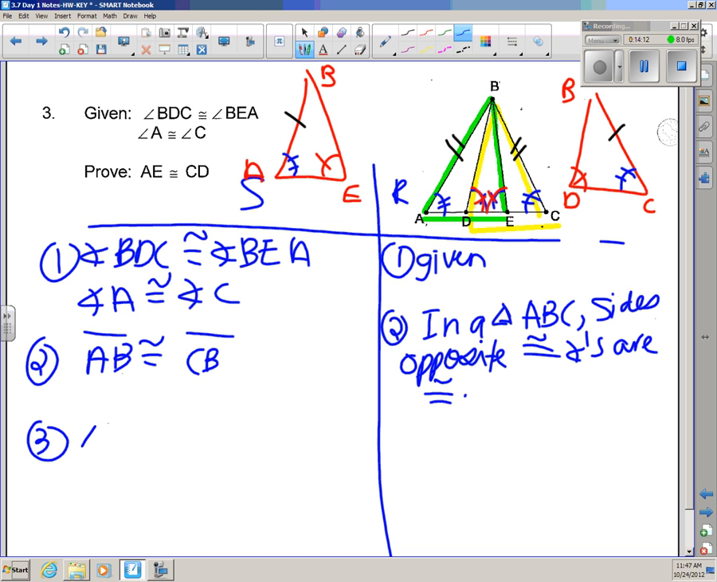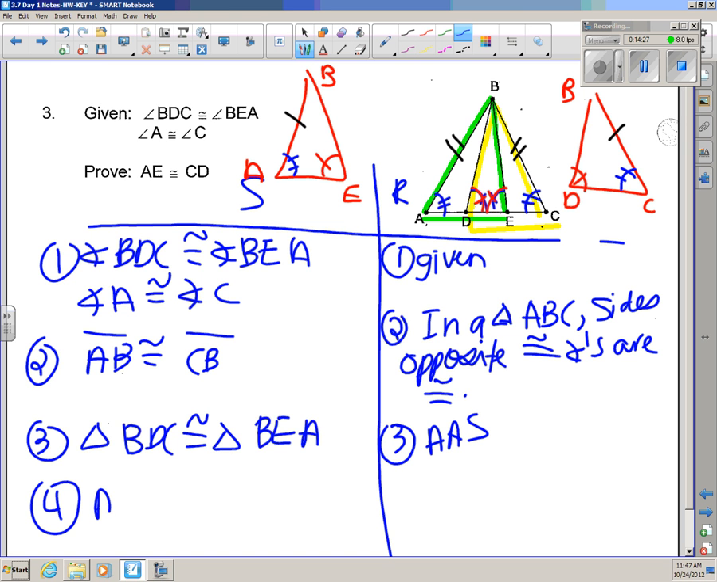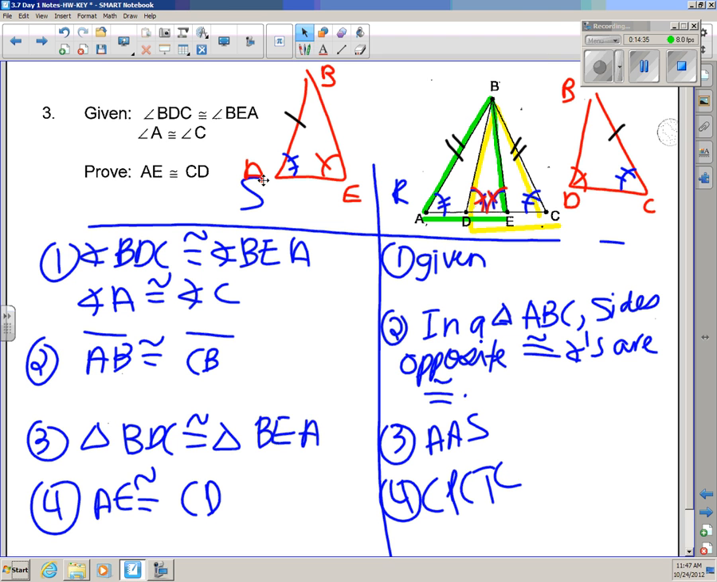Number 3, triangle BDC is congruent to triangle BEA, and we just said this was AAS. And then finally we can say AE is congruent to CD, and that's because of CPCTC. All right, so there you go.